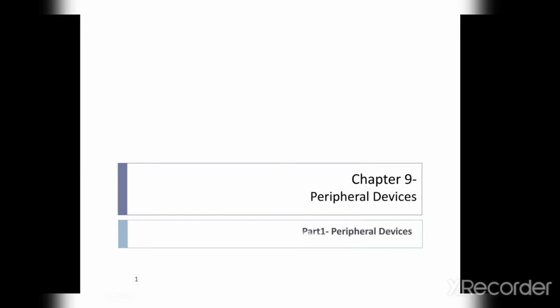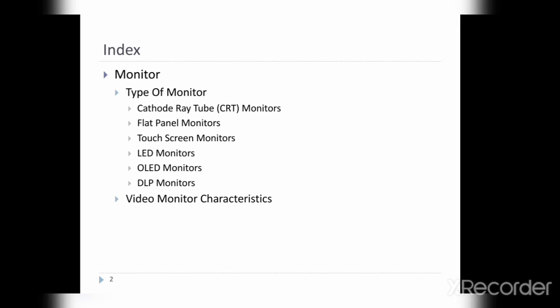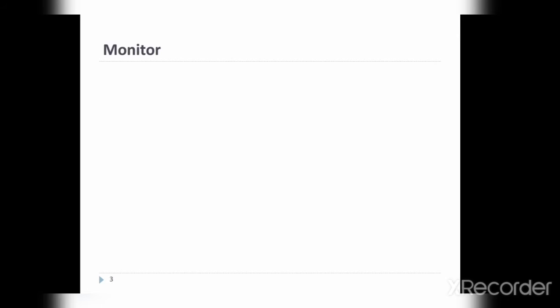So good morning everyone. Our chapter 9 is peripheral devices in CS paper 2. We will see monitor, types of monitor, then CRT, that is the cathode ray tube monitors, then flat panel monitors, touch screen monitor, LED monitors, OLED monitors, DLP monitors, and video monitor. There are some characteristics. We will see the types of monitor one by one.